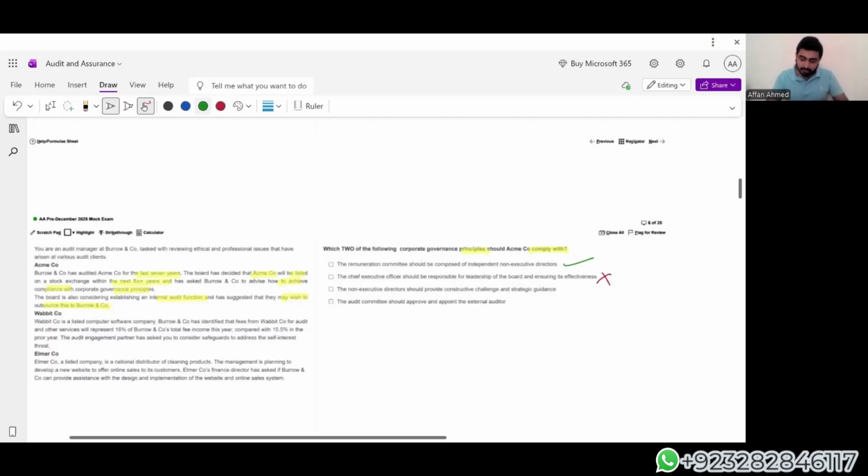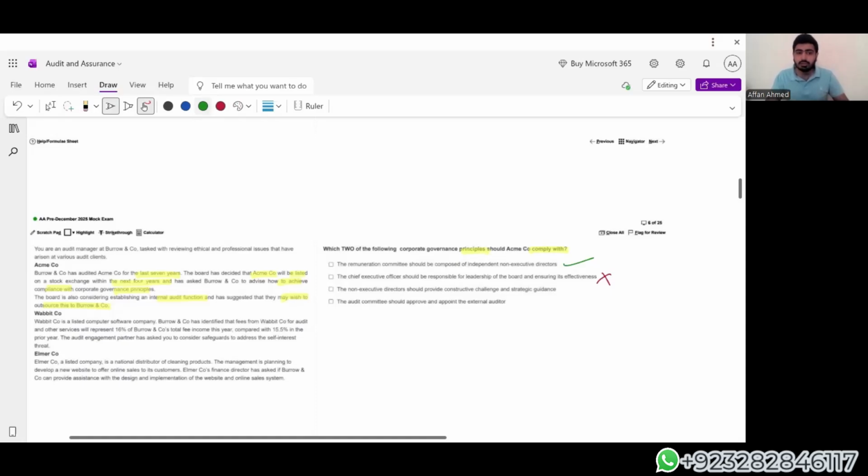Okay. Next, the non-executive director should provide constructive challenge to and strategy guidance. Yes, they should. Strategic guidance is basically a guidance on what to do and what not to do, providing some insights on the strategies that we have developed.